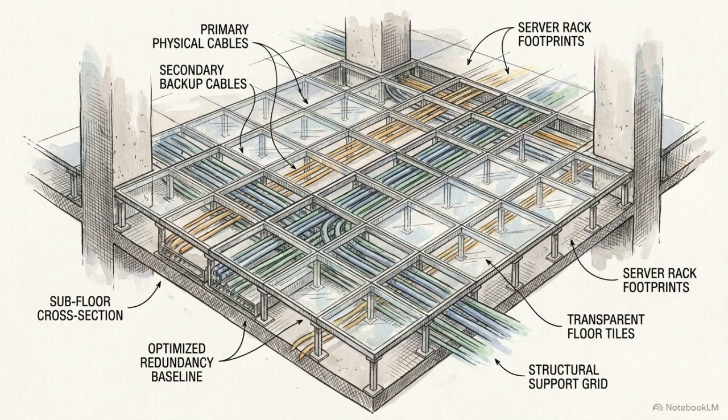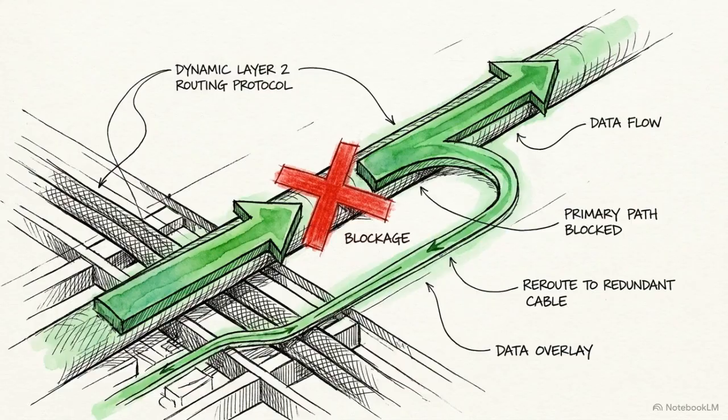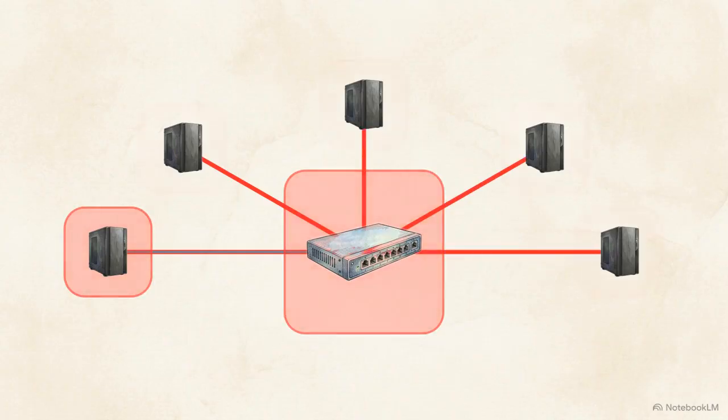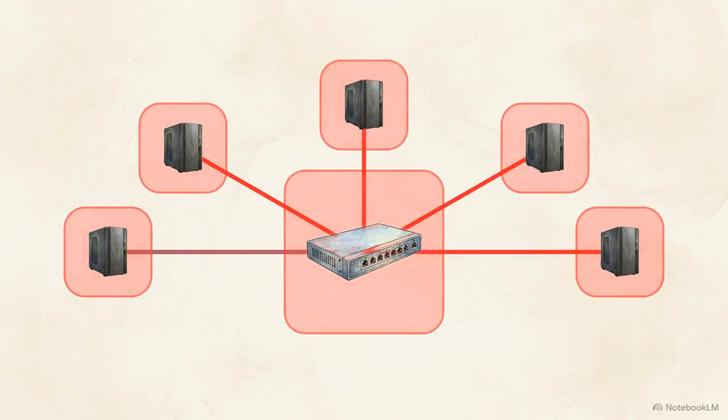Absolute physical fault tolerance is economically impossible at scale. Instead, network architects wire an optimized baseline of physical redundancy and rely on dynamic Layer 2 routing protocols to seamlessly redirect data around failed links. This logic-over-hardware approach dictates network security. In a flat physical topology, an attacker who compromises one endpoint has unobstructed lateral access to probe and attack every other device on that switch.